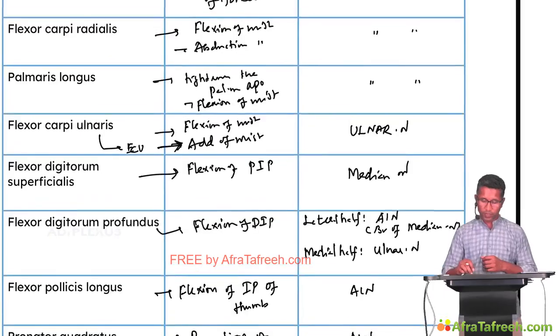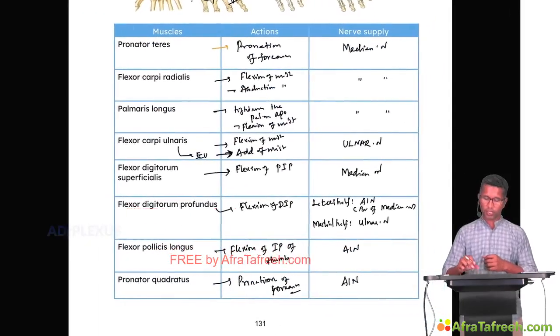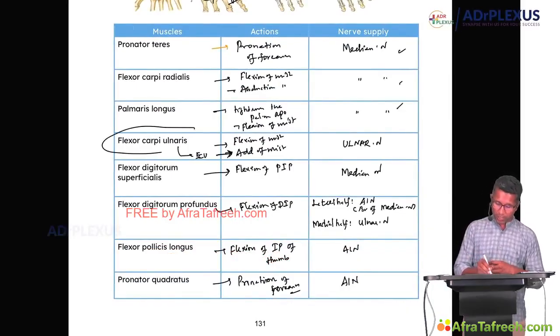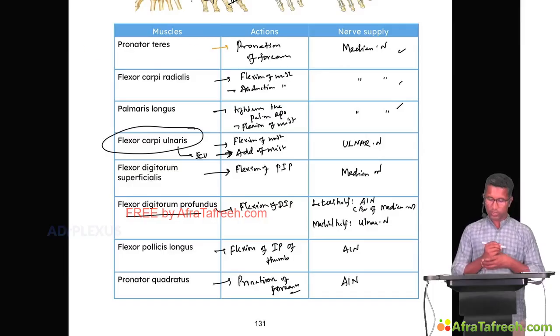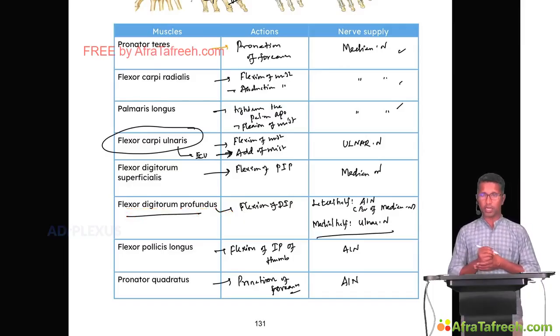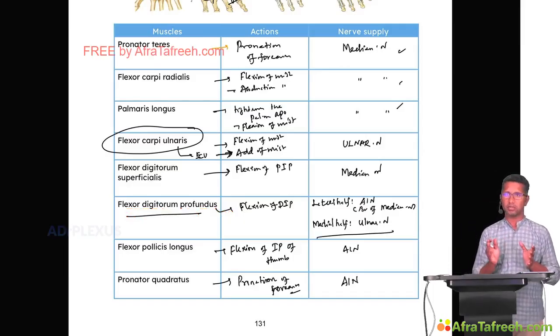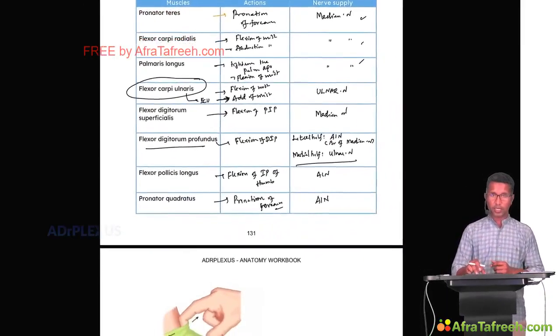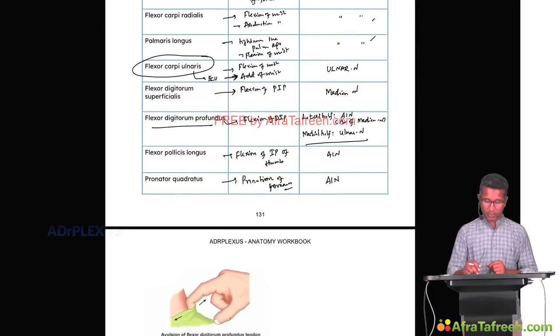Okay, so these are the muscles. To put it very simply, all the muscles of the forearm are supplied by the median nerve except flexor carpi ulnaris and the medial half of flexor digitorum profundus, which are supplied by the ulnar nerve. All the other muscles are supplied by the median nerve or by its branches. Okay, so this is about the muscles in the forearm.